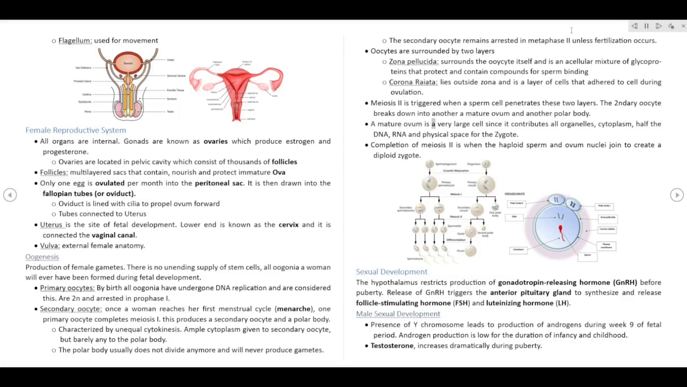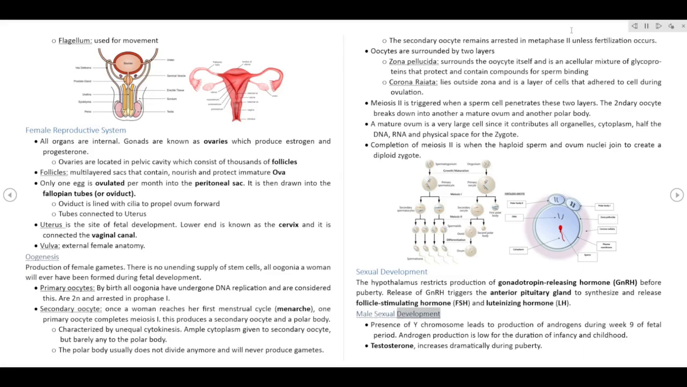A mature ovum is a very large cell since it contributes all organelles, cytoplasm, half the DNA, RNA, and physical space for the zygote. Completion of meiosis II is when the haploid sperm and ovum nuclei join to create a diploid zygote. Sexual development. The hypothalamus restricts production of gonadotropin-releasing hormone, GnRH, before puberty. Release of GnRH triggers the anterior pituitary gland to synthesize and release follicle-stimulating hormone, FSH, and luteinizing hormone, LH.